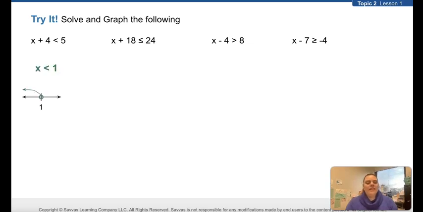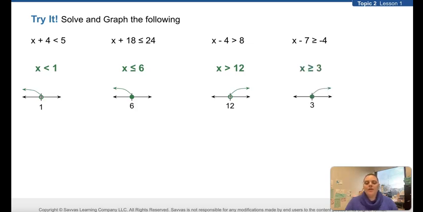For the first one, we get x is less than 1. We're going to have that as an open circle at 1 on a number line with an arrow pointing to the left. For the second one, we get x is less than or equal to 6. So on a number line, we'll have a closed circle at 6 and an arrow pointing to the left. For the third problem, we get x is greater than 12. So we have an open circle at 12 on a number line and an arrow pointing to the right. And in the last problem, we get x is greater than or equal to 3. So we have a closed circle at 3 on a number line and an arrow pointing to the right.